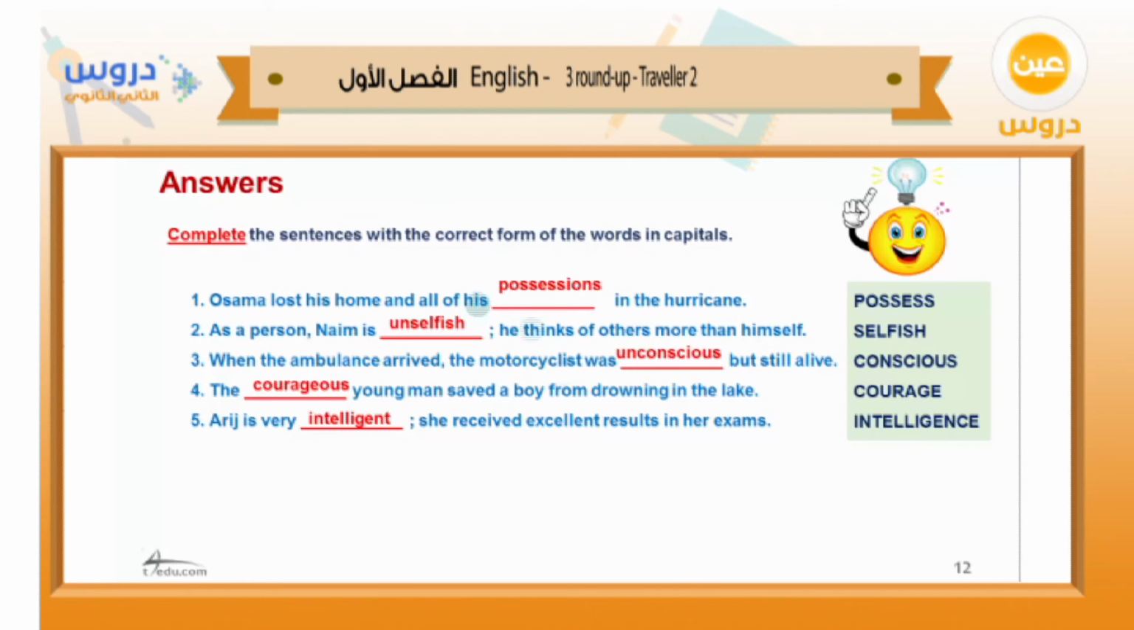All right. Osama lost his home and all of his possessions in a hurricane. As a person, Naeem is unselfish. Why? He thinks of others more than himself. Number 3. When the ambulance arrived, the motorcyclist was unconscious but still alive. Number 4. The courageous young man saved the boy from drowning in a lake. And finally, Arij is very intelligent. She's very smart. She received excellent results on her exam.